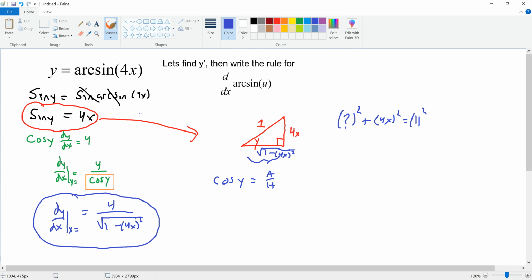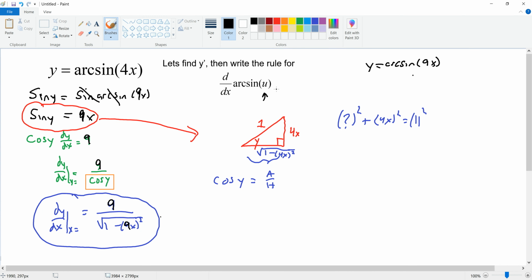Now if we take this same problem and change this, instead of 4x, into y equals arcsine of, say, 9x, think about what's going to change in the problem. This would be a 9x here, this would be a 9x here, this would be a 9 instead of a 4, and this would be 9x squared here.